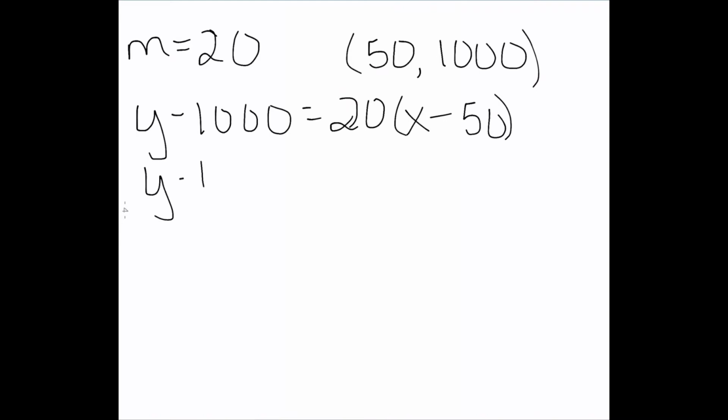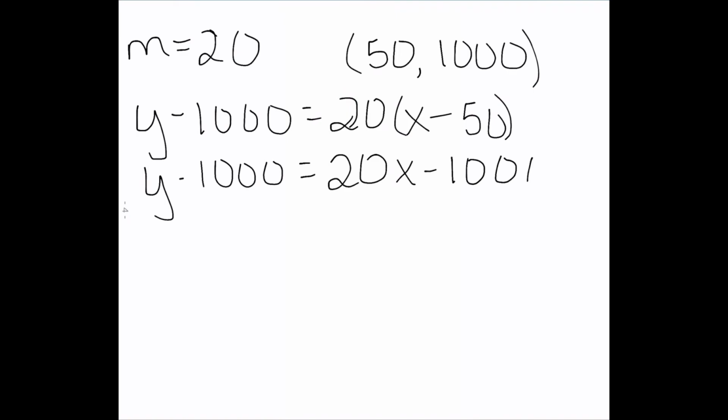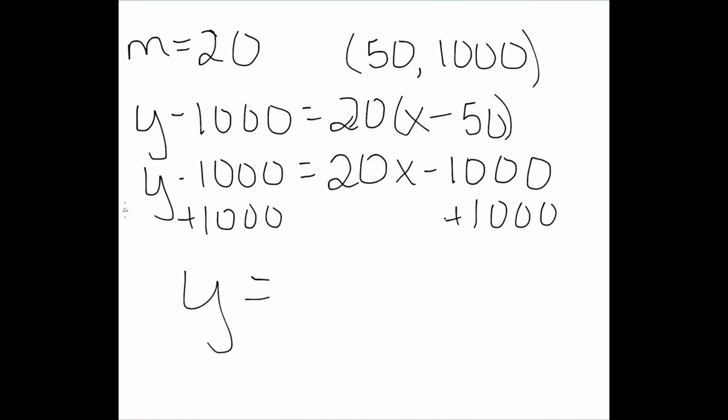I then have y minus 1,000 is equal to 20x minus 1,000. I can add 1,000 to both sides, and that gives me that y is equal to 20x. And this should make sense that we don't get a y-intercept here, because if I were to produce 0 tables, it should cost me $0 to do that.